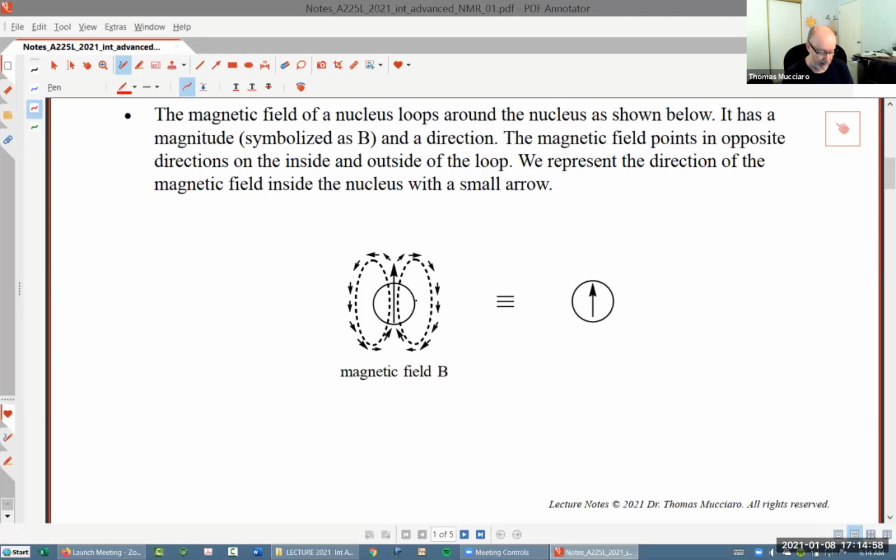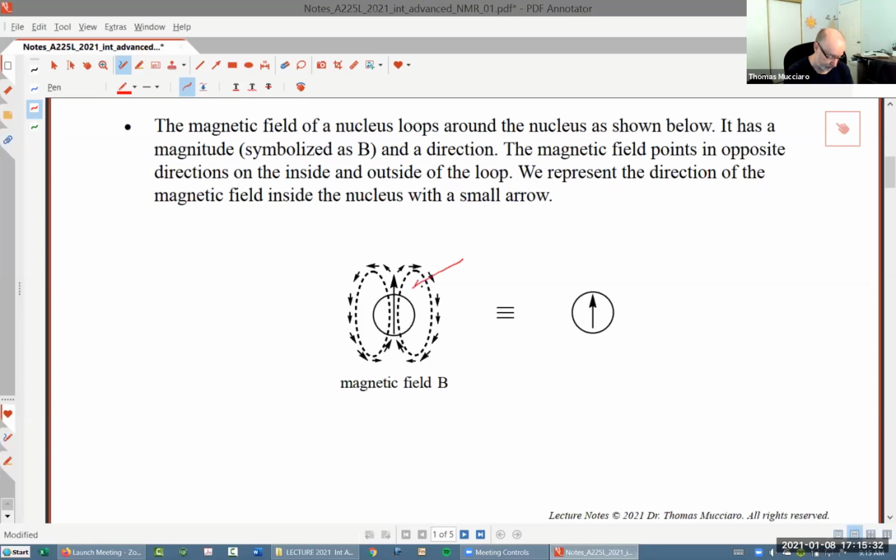Okay, so, well then how are we going to deal with this? Because what we have is something that has both a size, like a magnitude, and a direction, but really we have something that has two directions, or really infinite directions, because it goes all the way around, right? What we do, for the purpose of the nuclear spin, is we use the direction on the inside of the nucleus to represent the direction of that magnetic field. Okay, so we're using this portion right there, the direction inside the nucleus, and that equals that arrow.